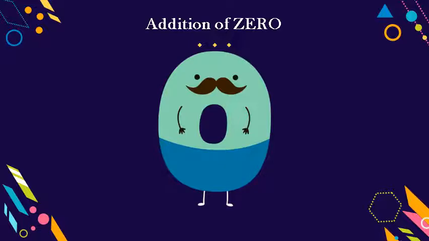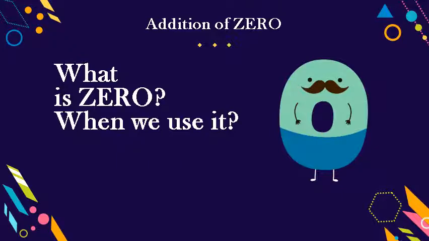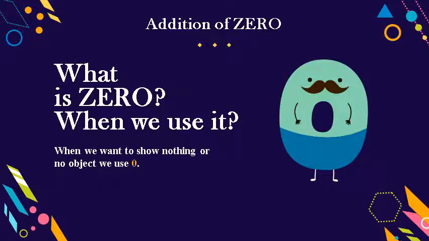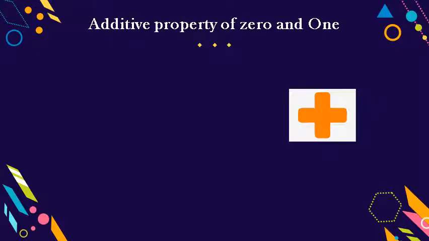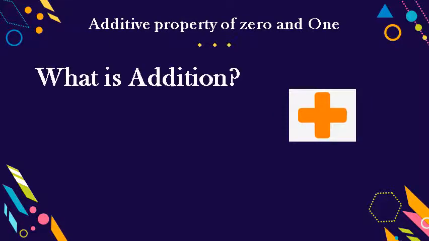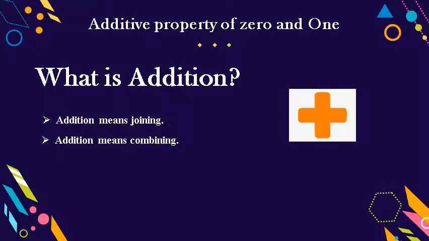First, we do addition of 0 with any number. First, we need to know what is 0 and when we use it. Dear students, when we want to show nothing or no object, we use 0. So 0 means nothing. Dear students, can you tell me what is addition? Oh yes, addition means joining. Addition means combining. Addition means to put things together.